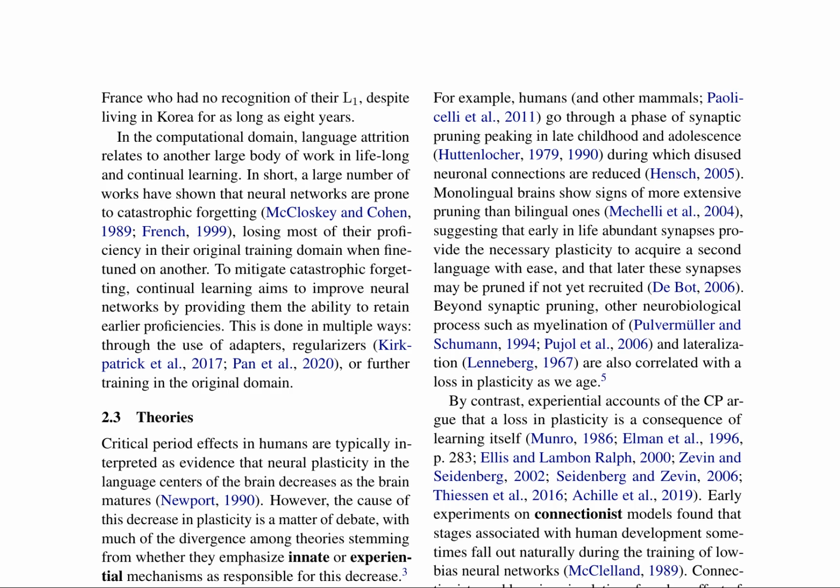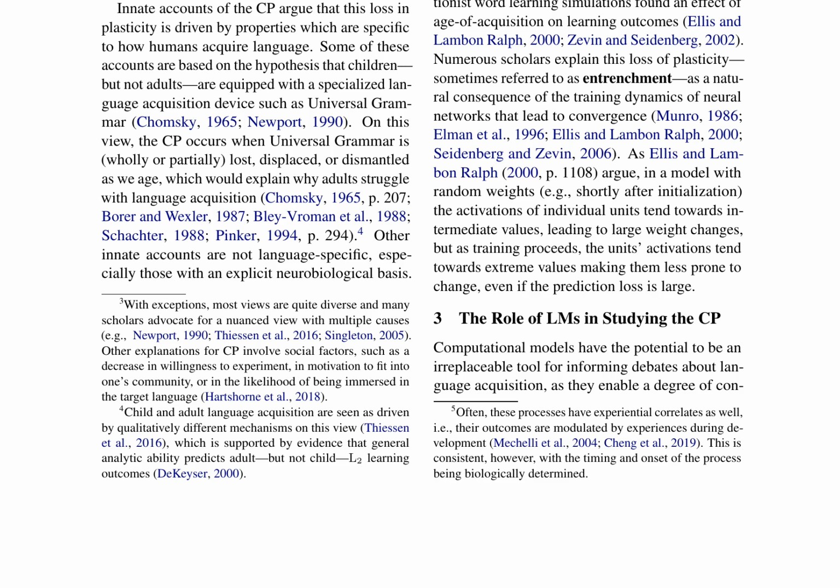Continual learning methods, such as adapters, regularizers, and further training, aim to mitigate this issue. Theories surrounding the critical period effect in humans, which posits that language acquisition becomes more challenging with age, are explored. Innate accounts, including the universal grammar hypothesis, propose that this decline in plasticity is driven by properties specific to human language acquisition. In contrast, experiential accounts argue that the loss of plasticity results from learning itself, leading to entrenchment.